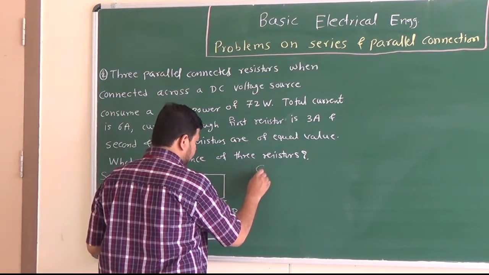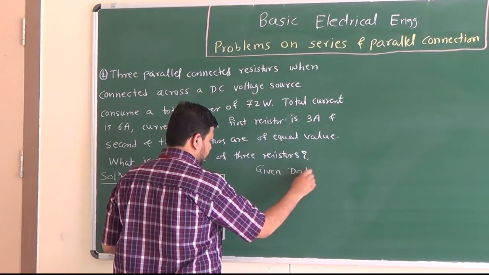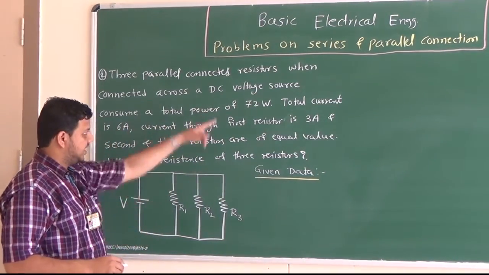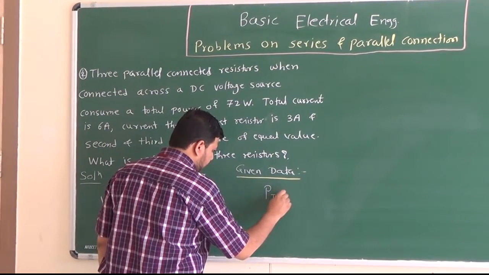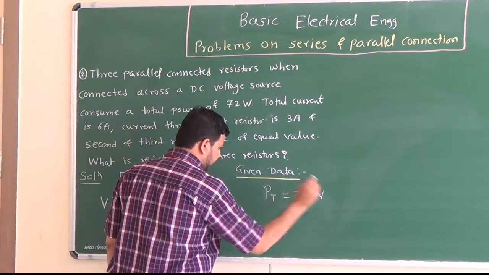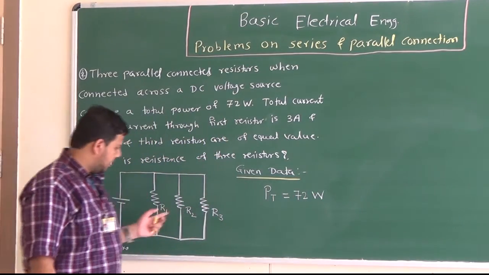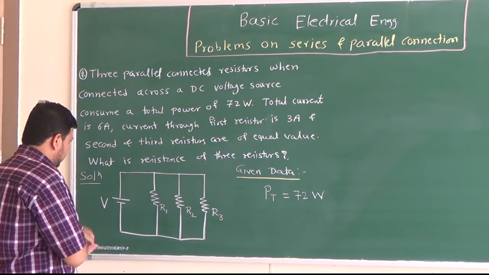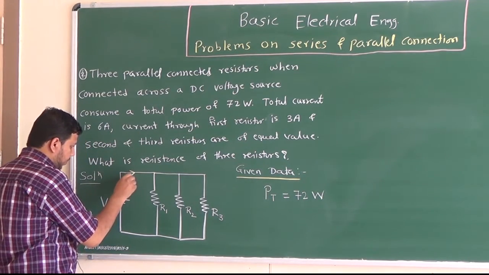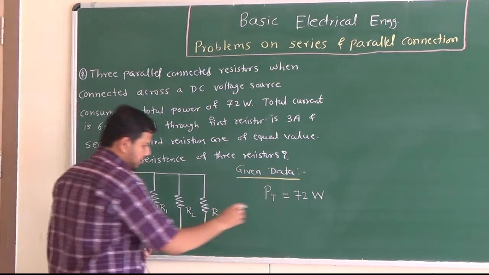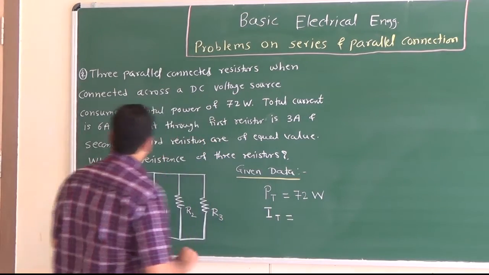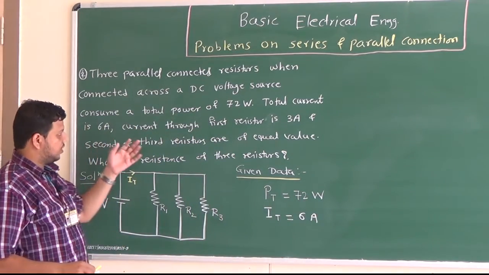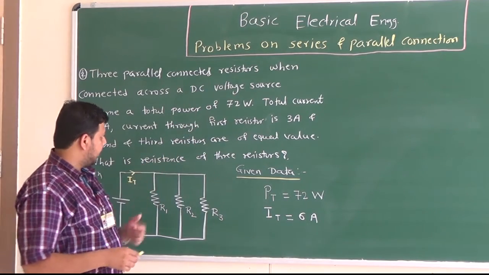Now if you write the given data, so what is mentioned here, total power consumed by three resistors, it is 72 watt. So PT, it is 72 watt. P stands for power, T stands for total power consumed by all three resistors. Total current is 6 ampere. Now here total current, it will be this current supplied by the source, IT. So this total current is given as 6 ampere. Now this total current is also sometimes called as the supply current or total circuit current.